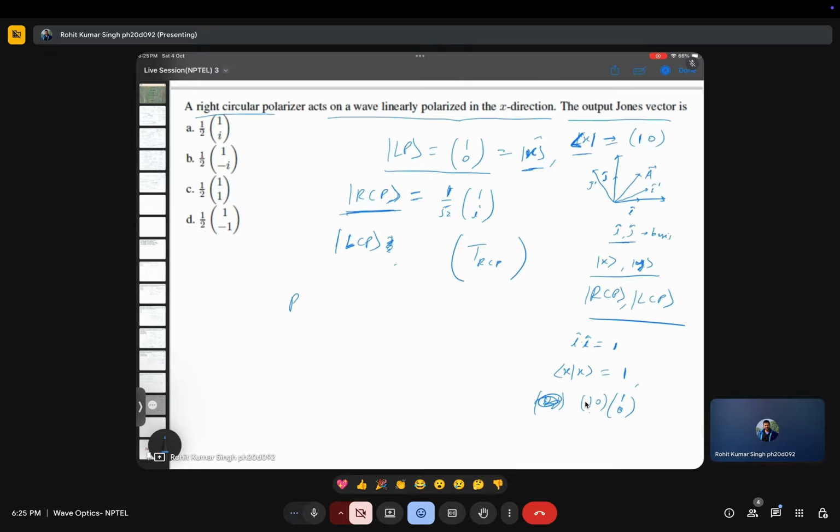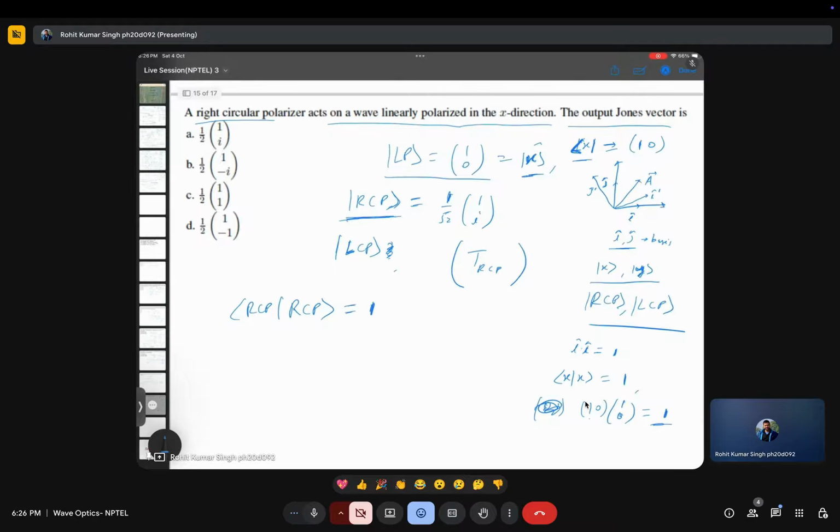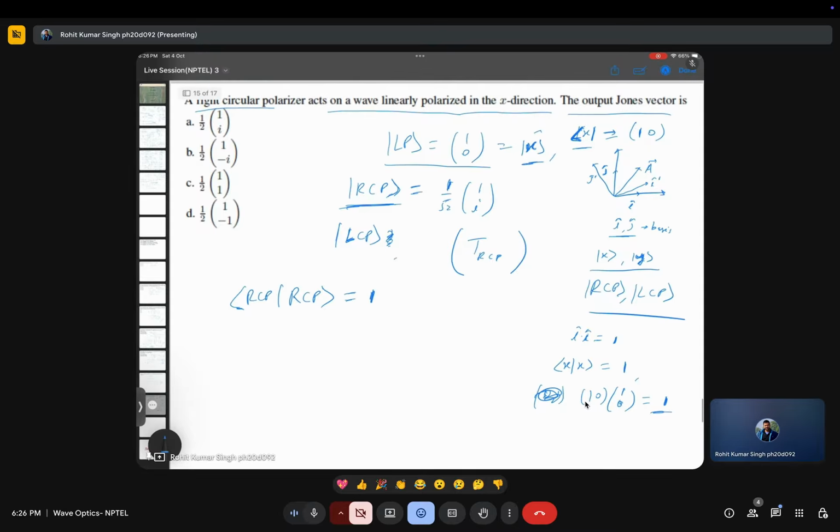A 1 cross 2 matrix multiplied to a 2 cross 1 matrix. So you will get 1. It's a scalar. And similarly, RCP should also be equal to 1. You can check it. All these vectors, when you multiply with themselves, will be equal to 1.